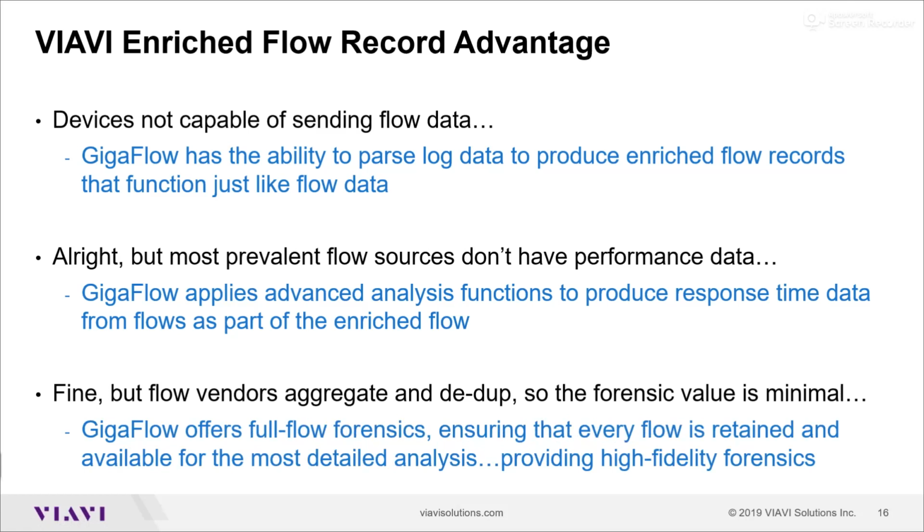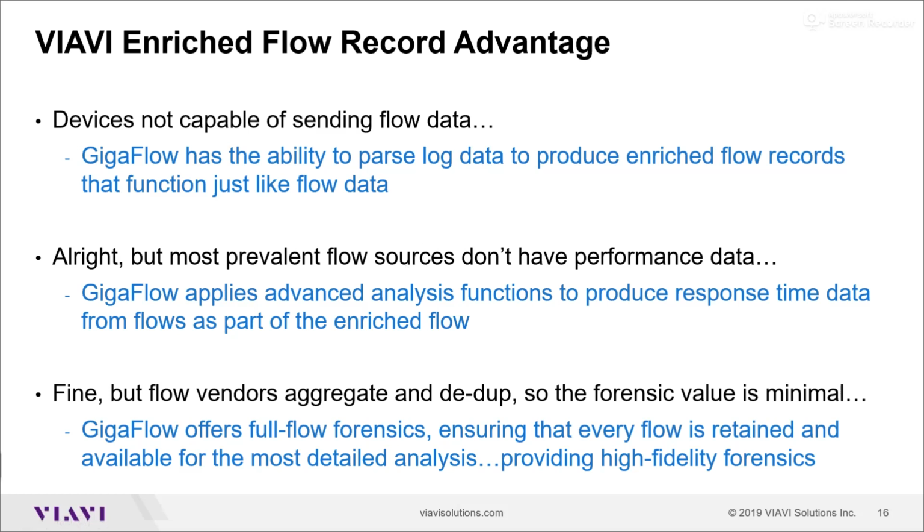And then, the final point here, fine, but flow vendors aggregate and deduplicate, so forensic value is oftentimes minimal. This is one of the challenges with every flow vendor out there. Everyone likes to brag up just how much they have the ability to deduplicate and aggregate information. Well, let's set the record straight here. There's no such thing as a duplicate flow record. It doesn't exist. There's uniqueness in every flow record. If you're going to aggregate, it means you have to strip out those uniquenesses, and you lose forensic insight.